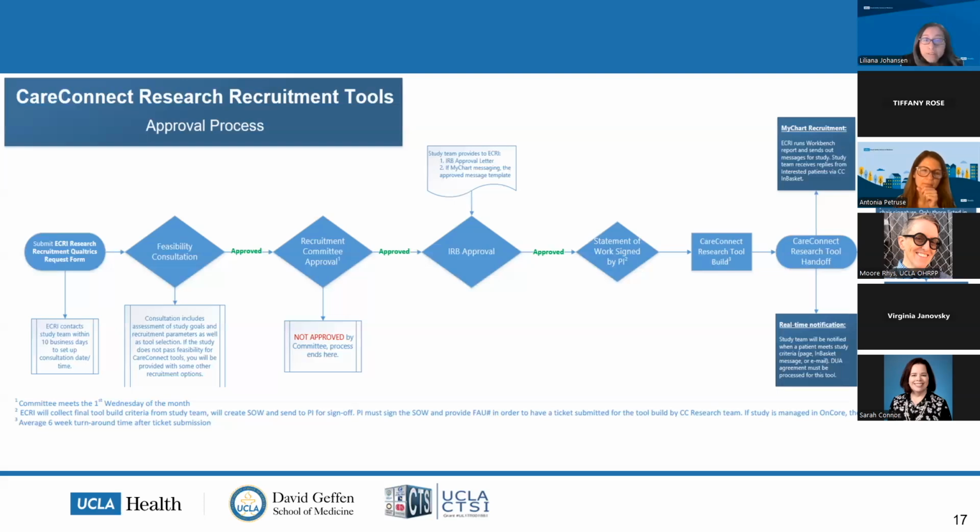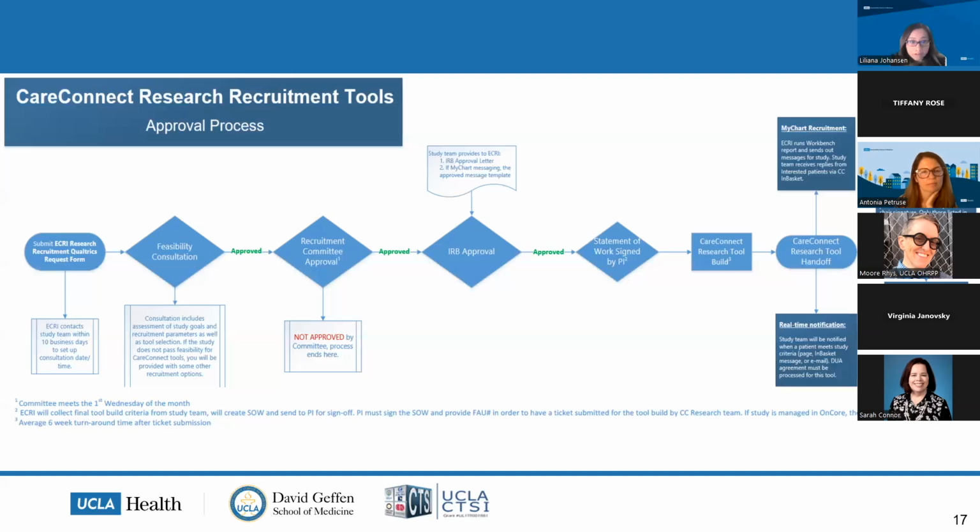If, based on everything we have, it seems like you would benefit from using the Care Connect tools and the cohort is available, then the next step is to present to our recruitment committee, which meets the first Wednesday of every month. We bring your project to them. If it is a MyChart tool, we also have to bring the recruitment message that you're hoping to use so that they can provide feedback or let us know if there's any additional questions they might have. And then after they approve, we give you the language that you would need to submit an IRB amendment because, again, it does need to be IRB approved. So we would provide you with that information to submit.